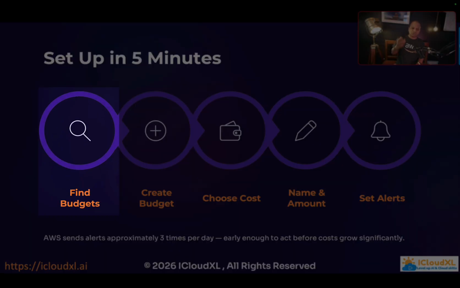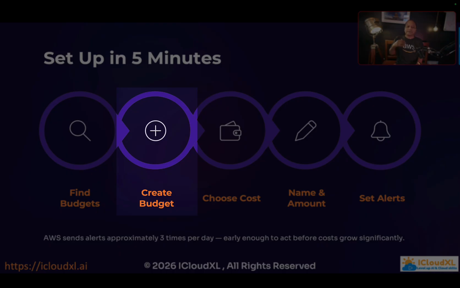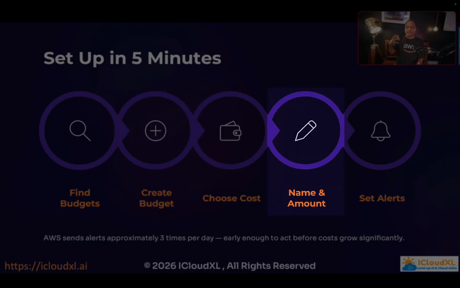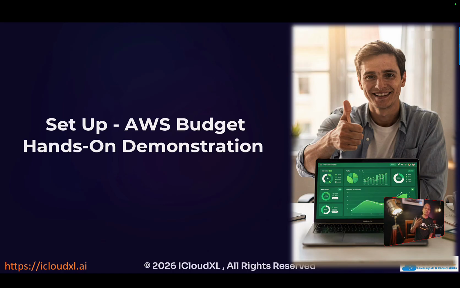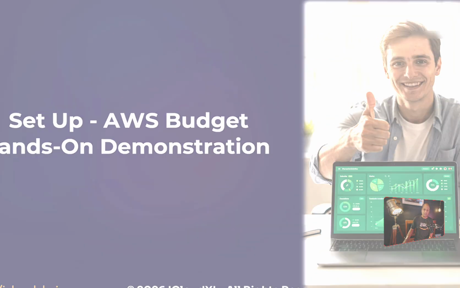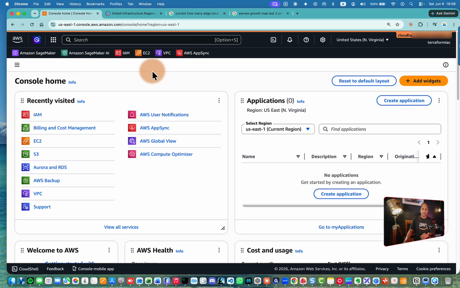Find the budget tools from AWS console, create the budget, choose the cost, name and amount, set alerts, done. Now let me show you a hands-on demonstration so that you can follow along and set your budget as well. So here I am on the AWS console.